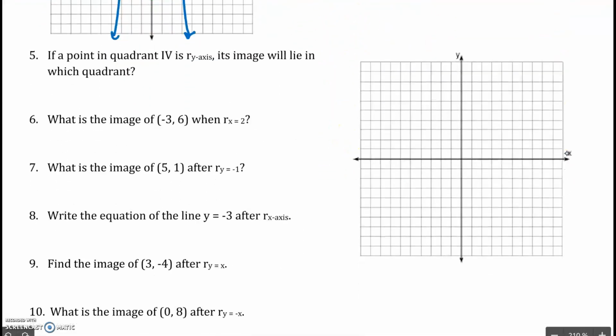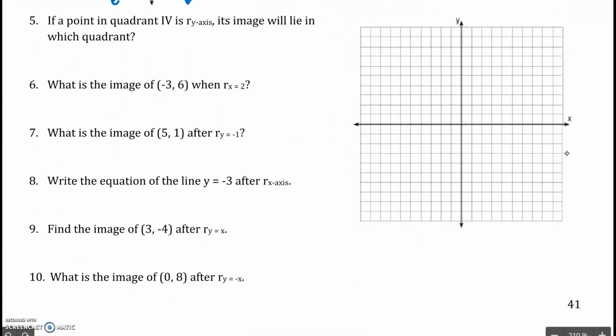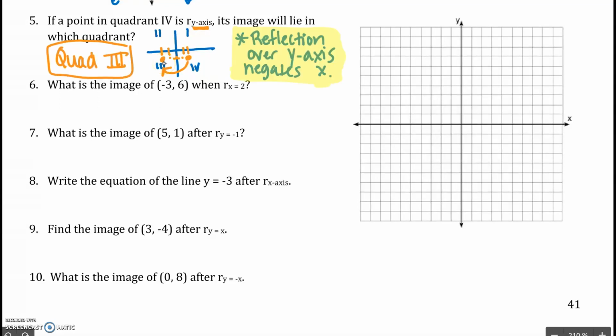All right, next. If we look at number 5, if there's a point in quadrant 4, remember it's 1, 2, 3, and 4. For example, let's say (2, -1). And we reflected it over the y-axis, we would count to the y-axis and repeat back, and we would now be in quadrant 3. And another shortcut to notice is this would now be (-2, -1), and it would negate the x.